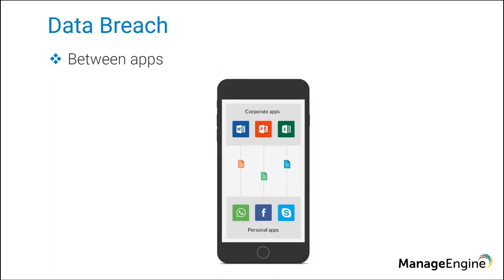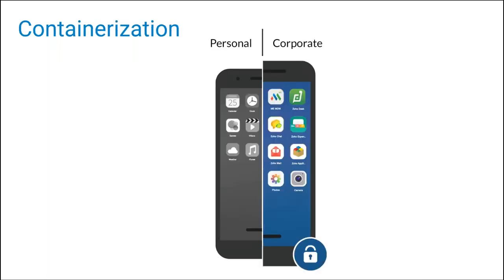And within the device itself, you can push out documents from your corporate apps to your personal apps. So if there is a Word file that is shared in through Office 365, and someone immediately sends it through Facebook Messenger or WhatsApp, that is a huge breach altogether. In order to prevent that is where we bring in our containerization feature.